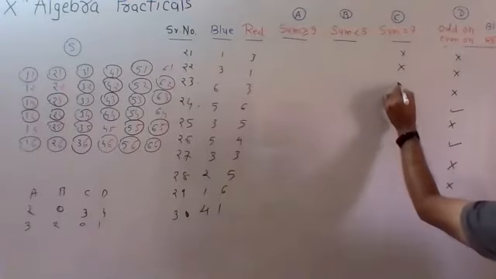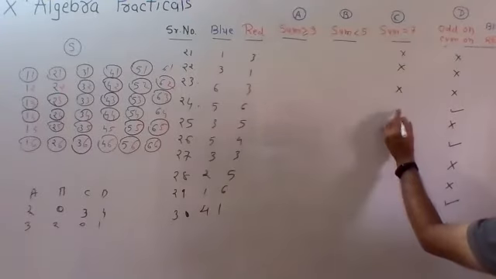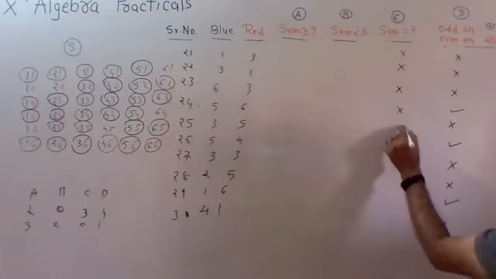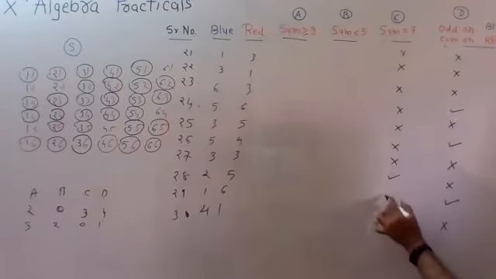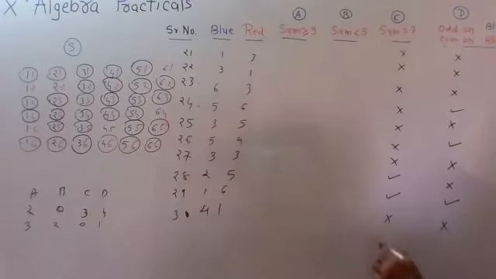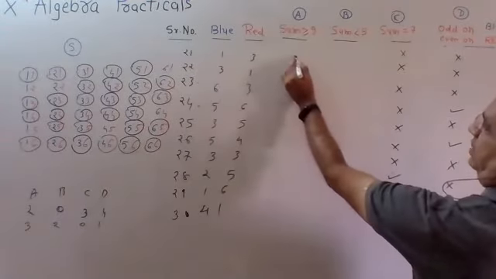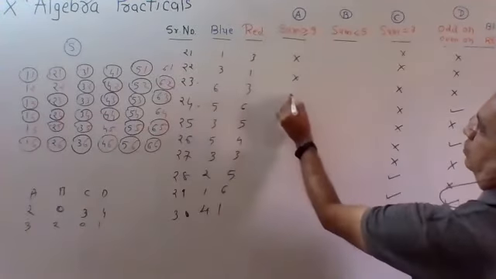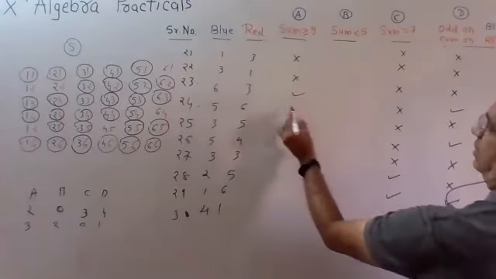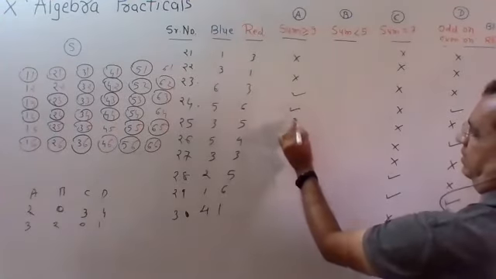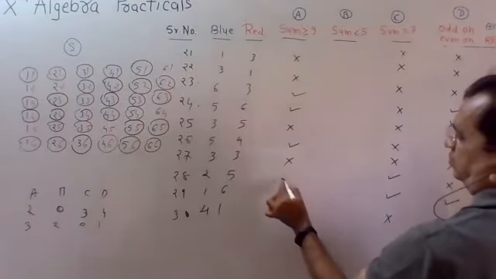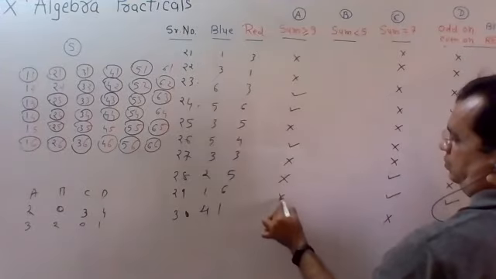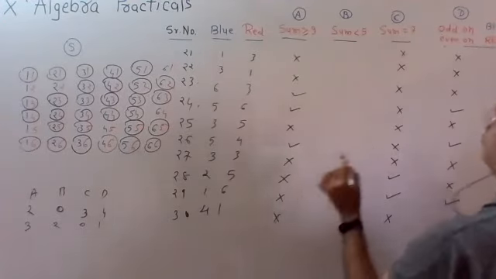Now total, whose total is 7? No. No. No. 11, no. 8, no. 9, no. 6, no. 7, yes. 7, yes. Greater than 9, total, no. 9, but not greater than 9. 11, greater than 9. Yes.